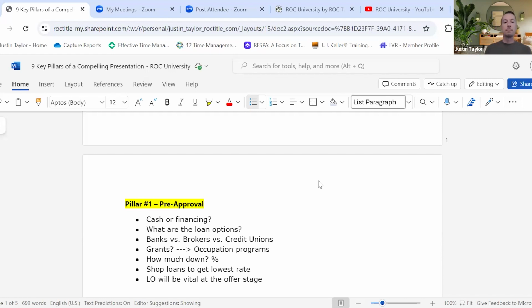And here's the thing, buyer, your loan officer is going to be vital at the offer stage. And here's why. After we secure financing and we get you a great deal, we negotiate the deal and the offer is accepted. When we send that offer over, we're going to help coach up that loan officer and that listing agent and make sure they understand that your financing is solid. We're going to have that loan officer communicate that to the listing agent and help them communicate that to their homeowner.